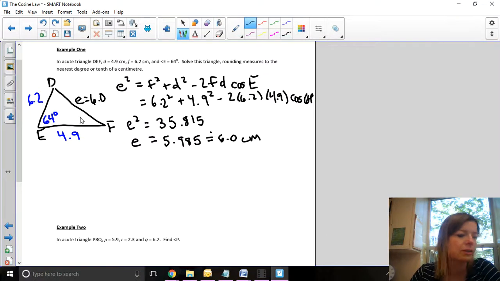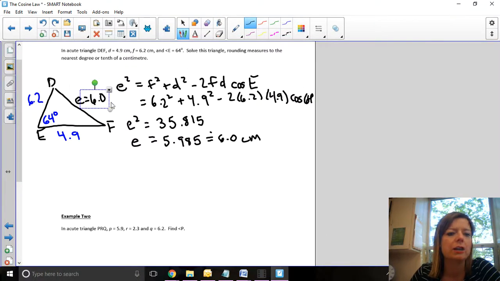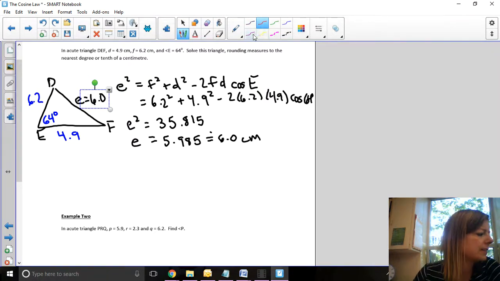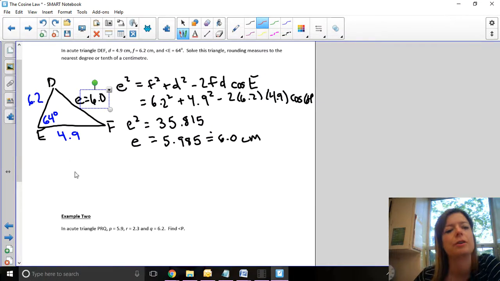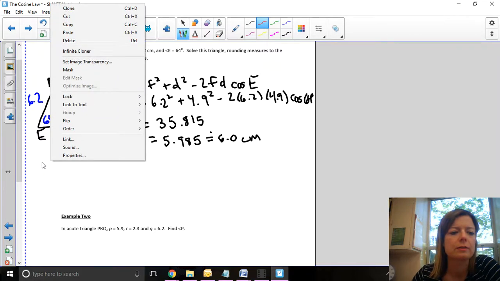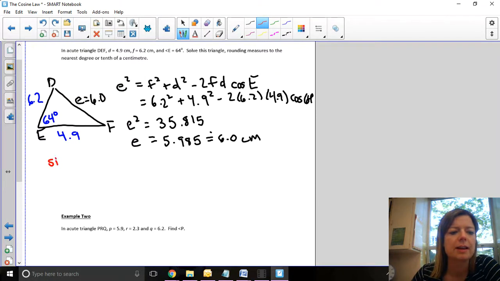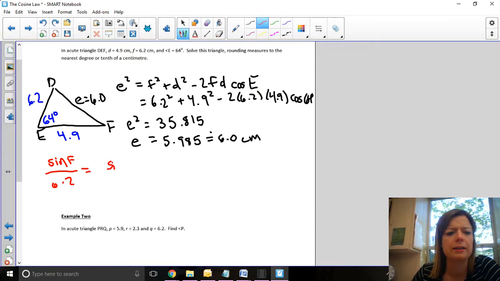All right, so now I can actually use the sine law because now I do have a known ratio from here to here. So in this case, I'm going to solve for angle F first. You don't have to. You could have solved for angle D first, but I just did angle F, okay? So we have that sine of F divided by 6.2 is equal to sine 64 degrees divided by 6.0.